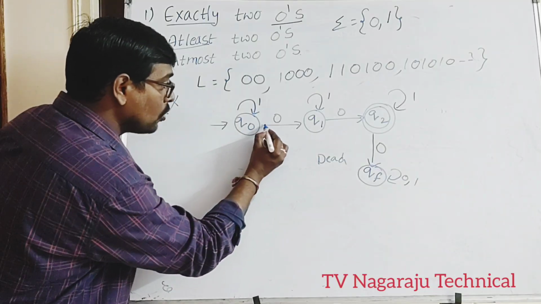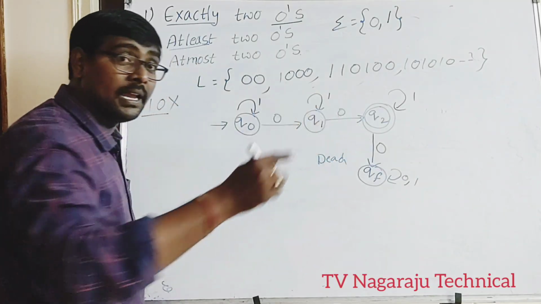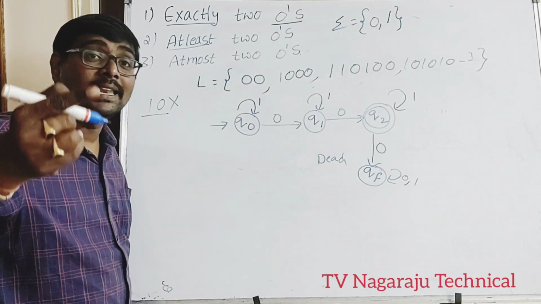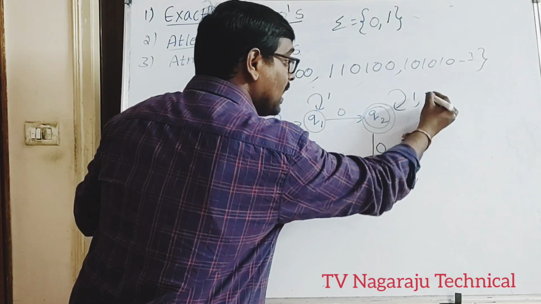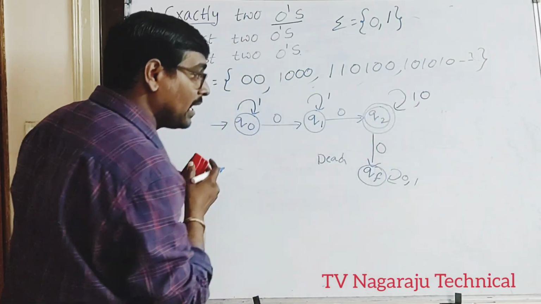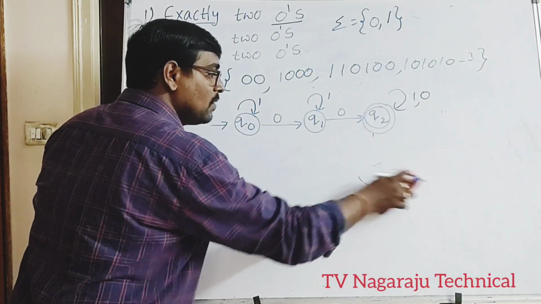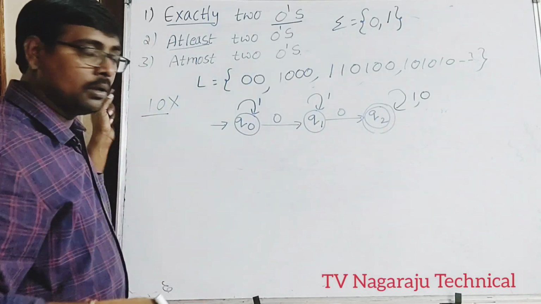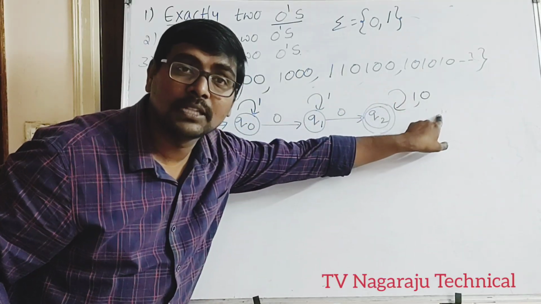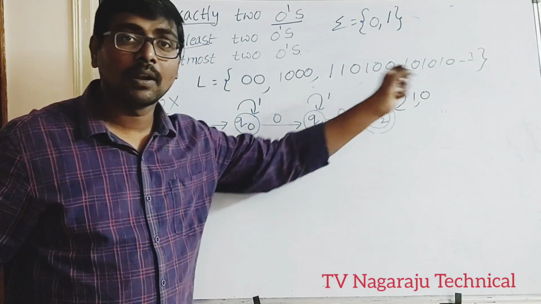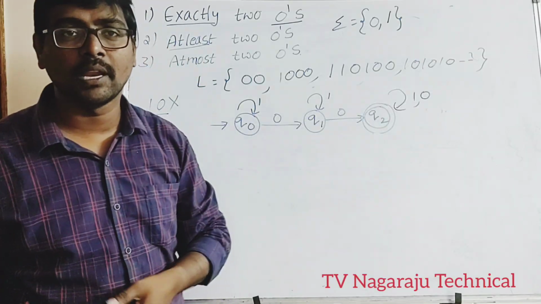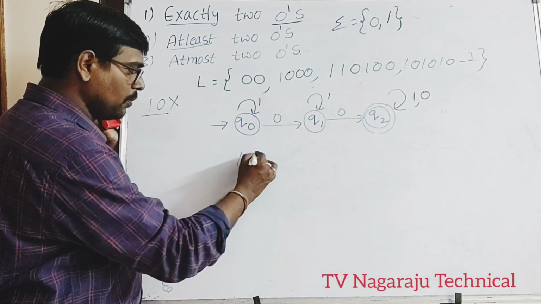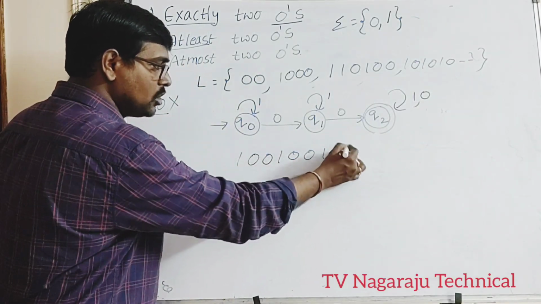Now, same 0, 0. Here, if you want, you can write any number of zeros. What I am doing, depending on the requirement, I write the self loop as 0. Now, however many zeros you want, you can write that many. You can take any string. For example, 1, 0, 0, 1, 0, 0, 1, 0.